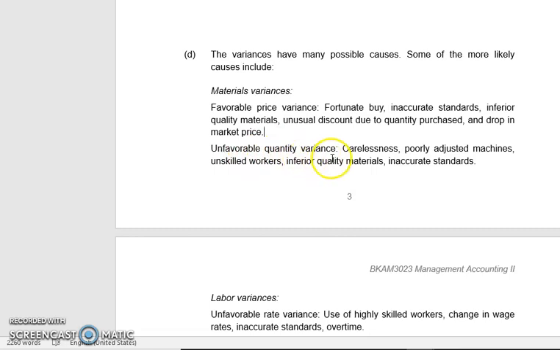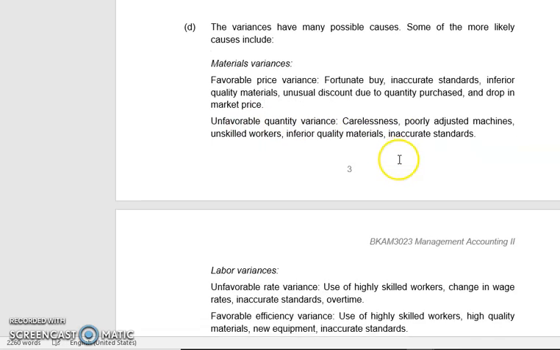Unfavorable quantity variance may be caused by carelessness, because sometimes unskilled workers carelessly handle the materials, so we use more than we should. Poorly adjusted machines, unskilled workers, inferior quality materials, inaccurate standards. So these are the possible causes of unfavorable quantity variance.